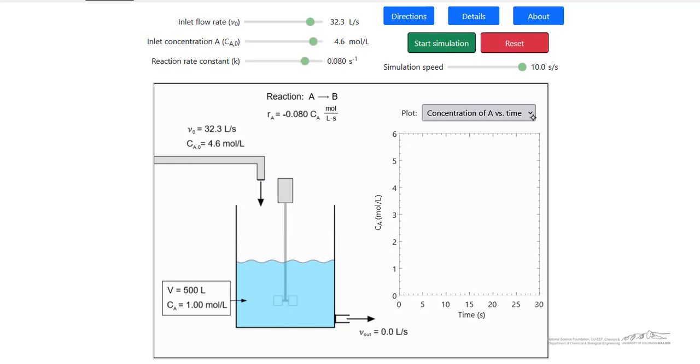So the idea of this simulation is to give a better physical feel for how, as volume is changing, concentration is changing, and flow rates leaving the reactor are changing. And of course, the flow rate leaving is proportional to the height of the liquid. So as the hydrostatic pressure increases, there's more pressure pushing liquid out through the exit.